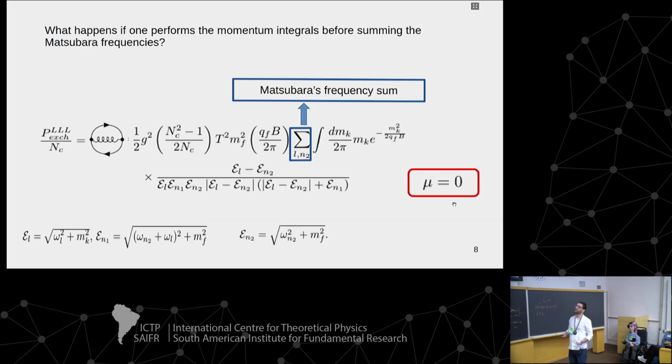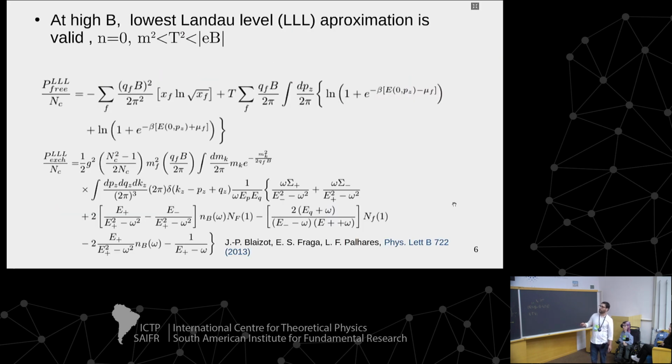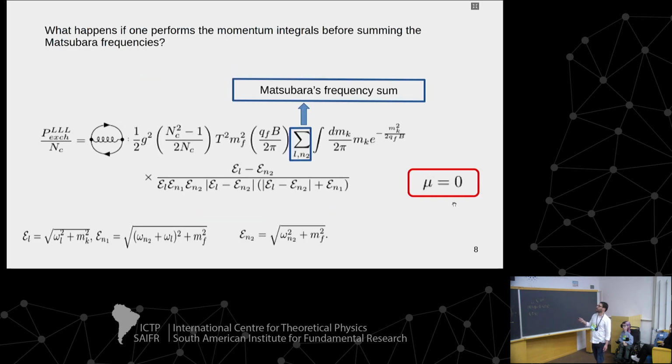You can do the opposite. First integrate the momentum, and then numerically calculate the sums. You have to be careful to sum enough Matsubara frequencies, right? But this expression is quite simple, and these factors here are basically energies that depend on the Matsubara frequencies. But you have a price to pay. This expression is only valid for zero chemical potential. The other one is valid for finite temperature, finite magnetic field, and finite chemical potential. And by doing this, you lose this possibility.